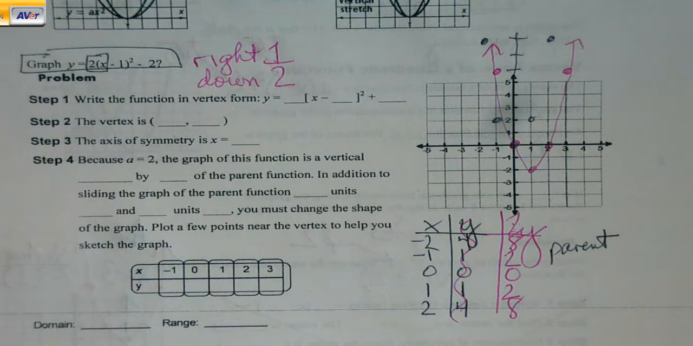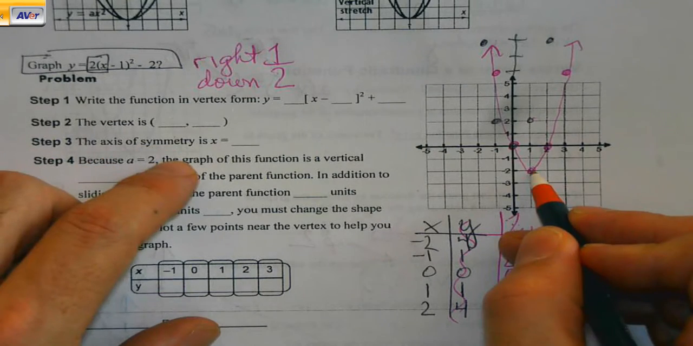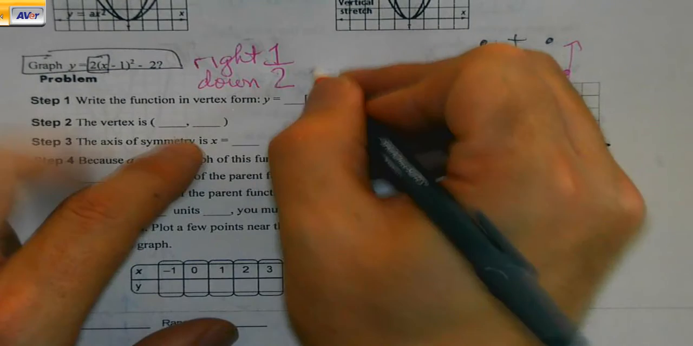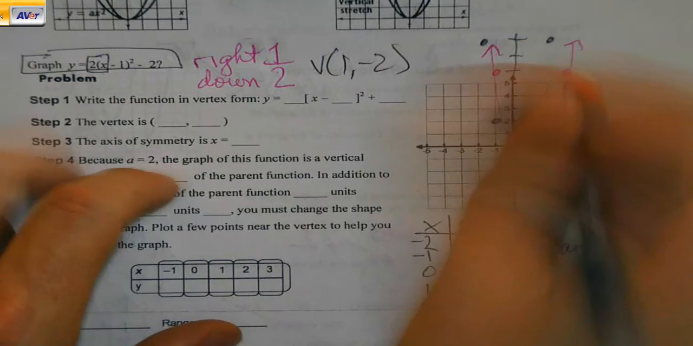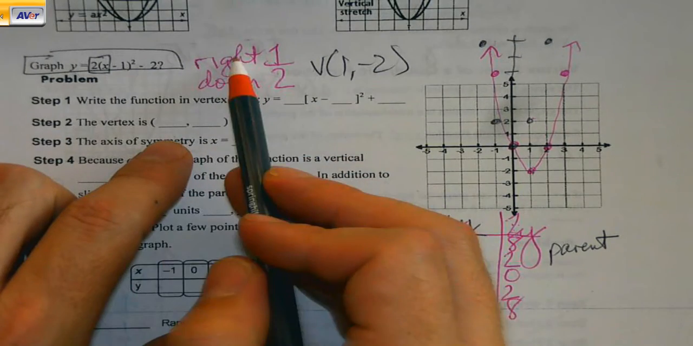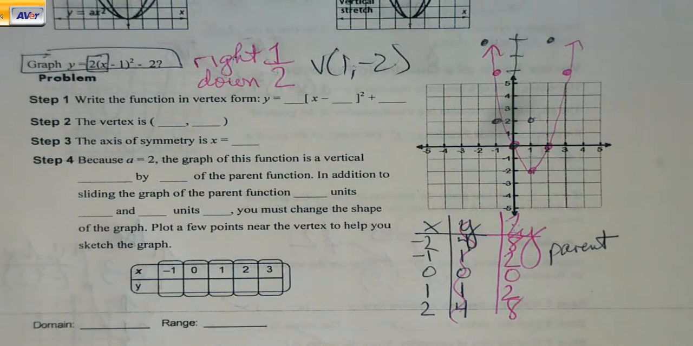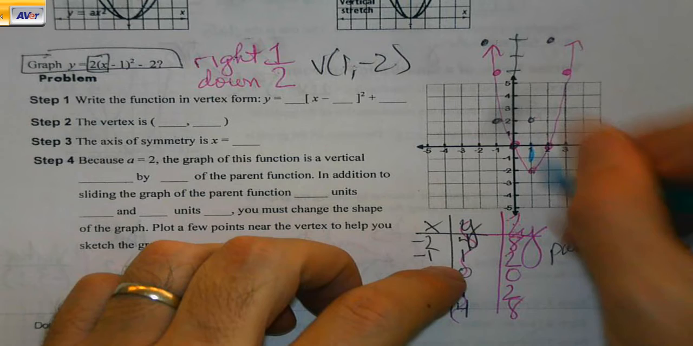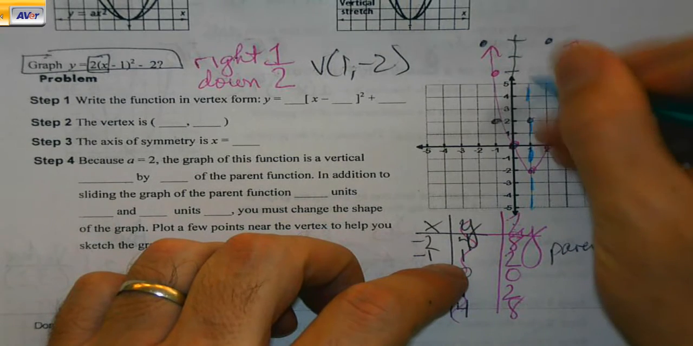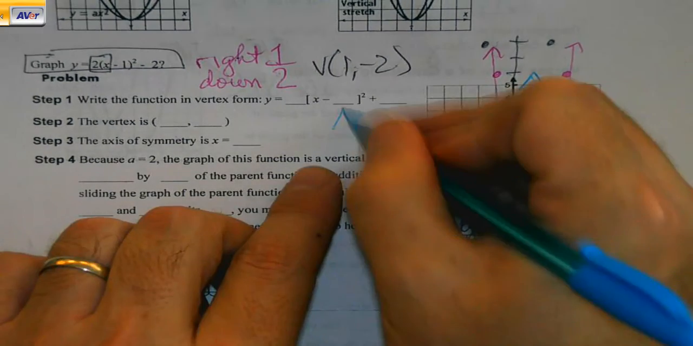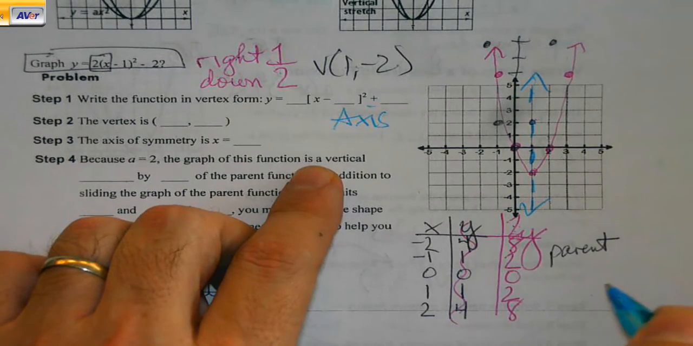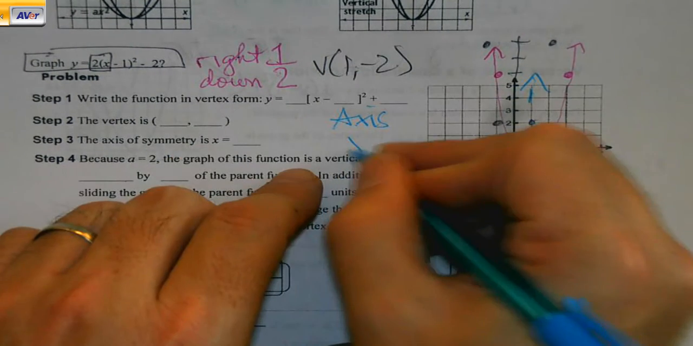And the cool thing is, if I do it this way, a couple of things I'm going to see. First, when I go to find my vertex now, which is here, at 1, negative 2, now I can look to see, yep, my shifts were right. Right 1, down 2. So that makes sense. And then my axis of symmetry, whatever the x value of my vertex is. X equals 1.